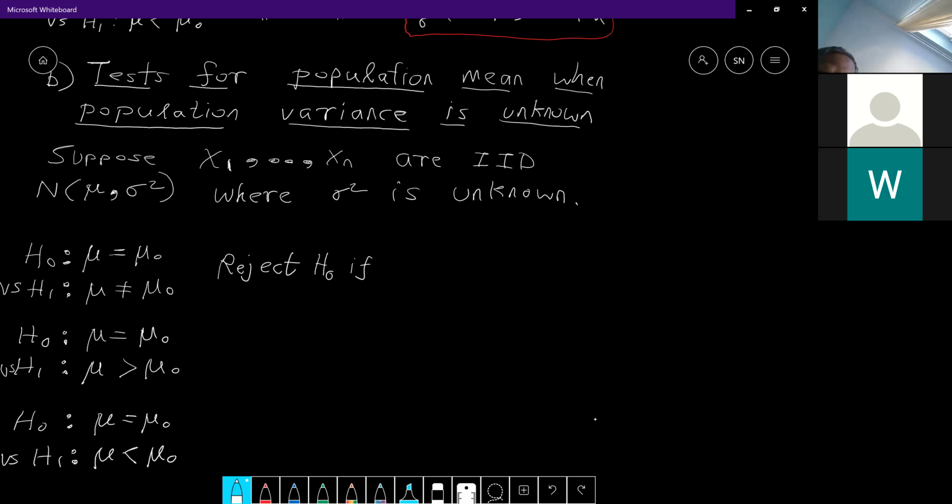Root n divided by s. Remember, s is the sample standard deviation. If you look back in the notes, you will see the definition, but I will write it again in a minute. Once again, these are absolute values, not the integer part.